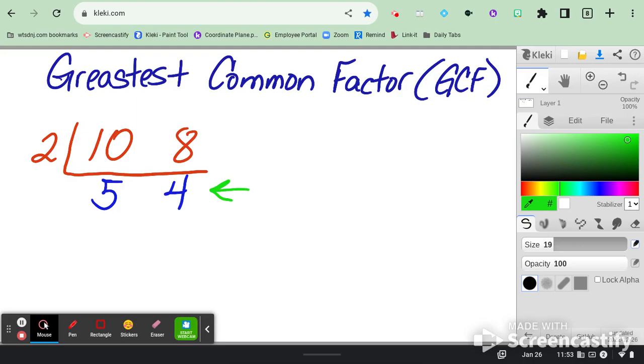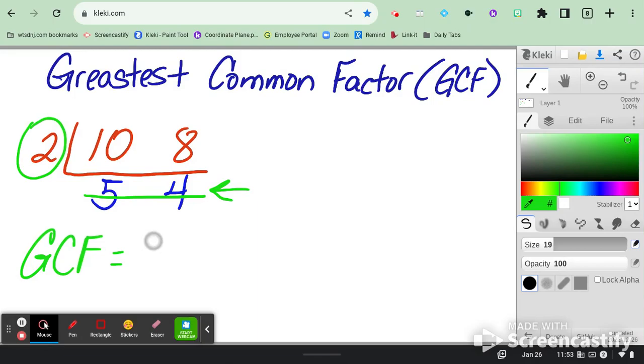Now my GCF, or my greatest common factor, is going to be whatever is listed on the left side. We are not using the bottom numbers. So the greatest common factor between 10 and 8, in this case, is 2. Okay, let's try one more example.